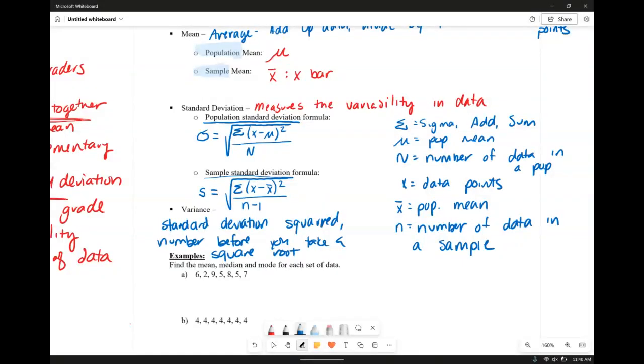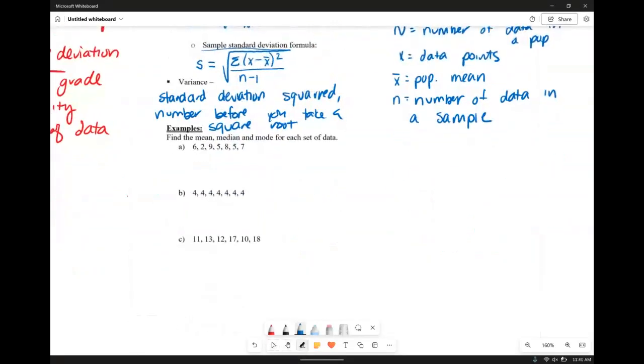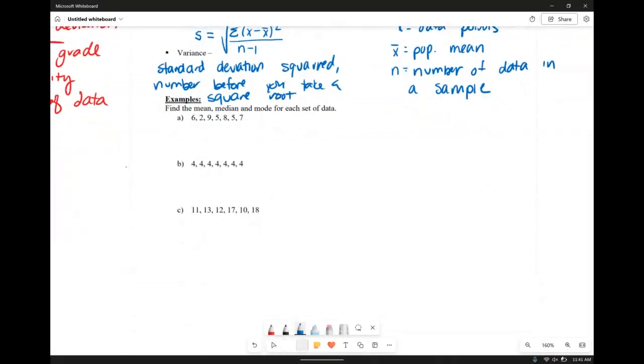Okay, so we're going to do some standard deviation, but before we get there, we're going to do 3 examples with mean, median, and mode, and then we'll get to our standard deviation example. Okay, all right, so when you have mean, median, mode problems, first thing I would advise is to rewrite the data in order. Okay, so that's what I'm going to do first.